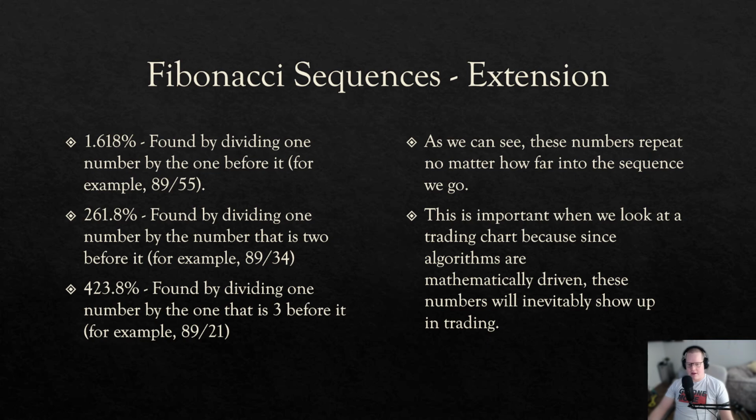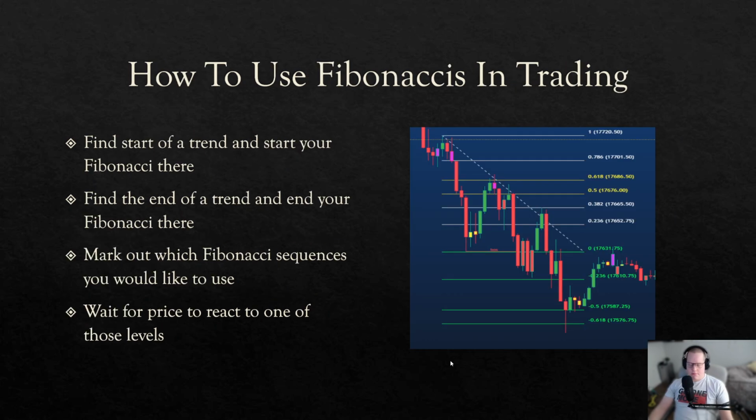261.8 is found by dividing one number by the one that's 2 before it. And then, as we can assume, 423.8 is found by dividing one number by the one that is 3 before it. So as we can see, these numbers repeat no matter how far into the sequence we go. And this is very important because when we look at trading a chart, we know that algorithms are mathematically driven, right? And so these numbers will inevitably show up in our trading or in a chart.